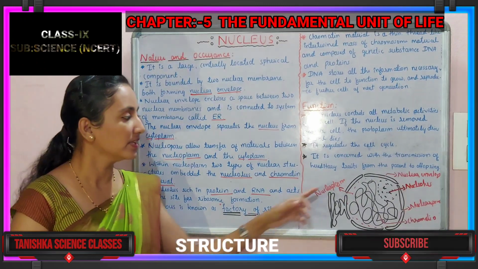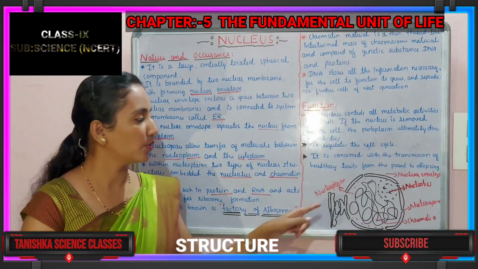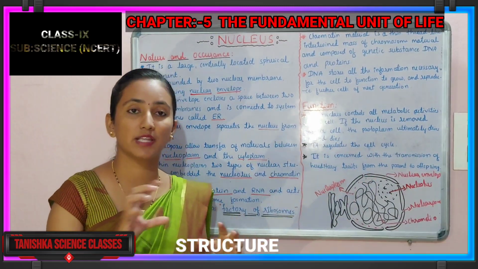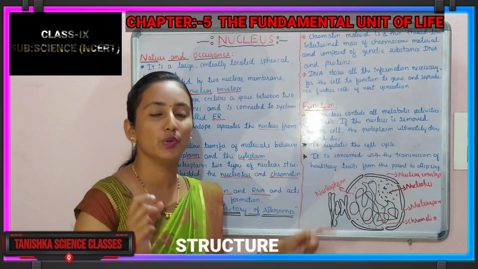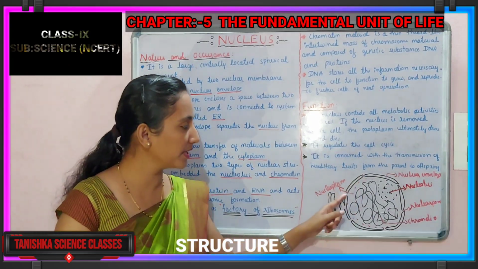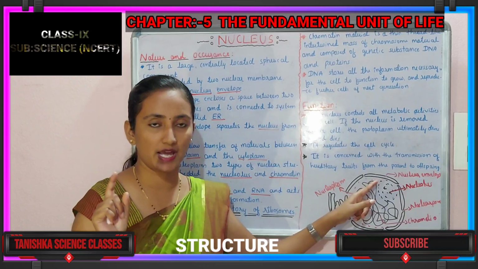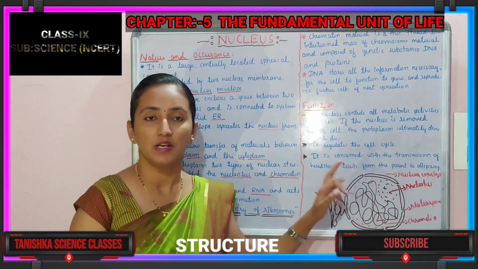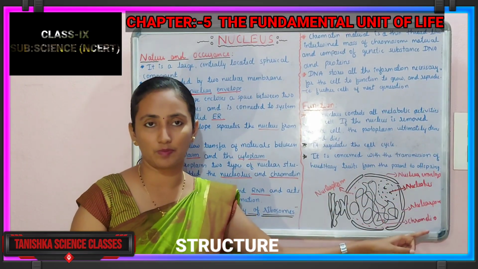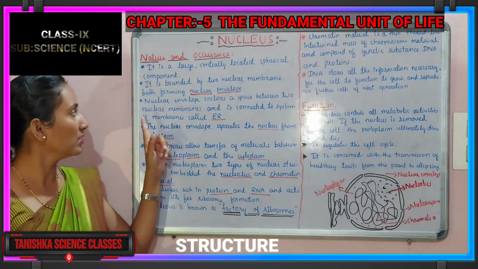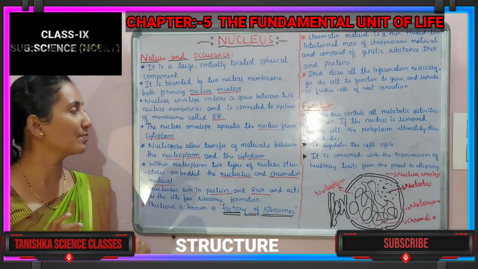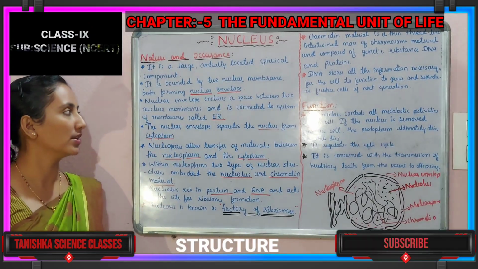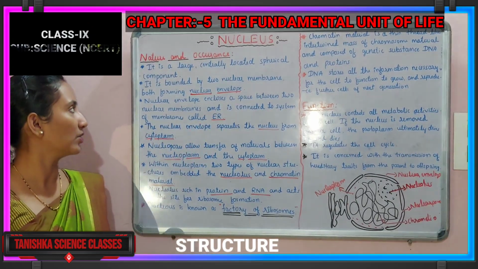I have already said this is bounded. The nucleus is enclosed by two membranes. Those two membranes have bonded together and formed the nuclear envelope structure. I have drawn it here. They help to separate the nuclear components, the chromatin and the nucleolus, from the outer medium of the cell. Understood? The nuclear envelope encloses a space between the nuclear membranes and is connected to the system of membranes called the endoplasmic reticulum.